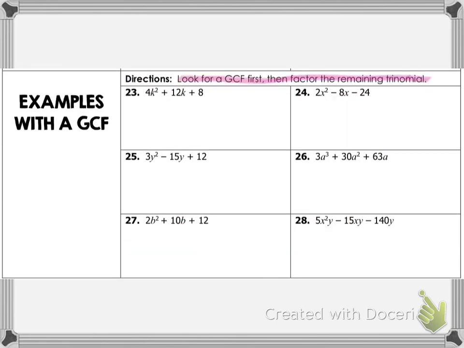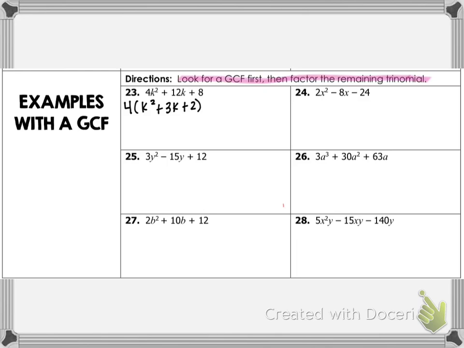Okay, now look at the directions. Look for a GCF first, then factor. Remember, what number does this have to be? That has to be a 1 in this case. We're going to get to notes where this doesn't have to be a 1, but in these notes we know this has to be a 1. So what's your GCF going to be? Your GCF is always going to be whatever this number is in this case, because we need a 1k squared there.